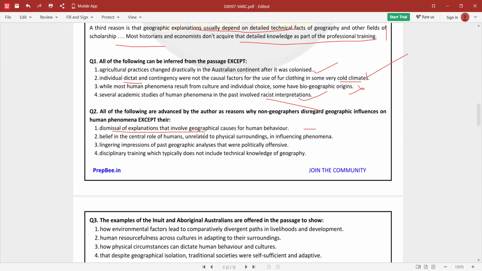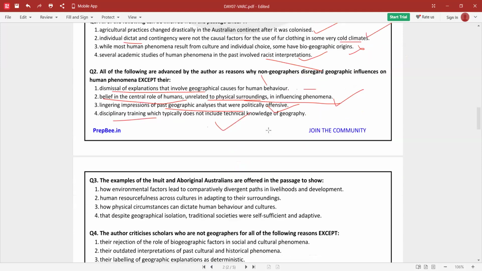Let's hold on to this. Belief that the central role of humans unrelated to physical surroundings in influencing phenomena. Yes, it is belief in the central role of humans that is unrelated to physical surroundings in influencing phenomena. Lingering impressions of past geographical reasons that were politically offensive bias. Yes. Disciplinary training, which typically does not include technical knowledge. Yes. The first is your answer.